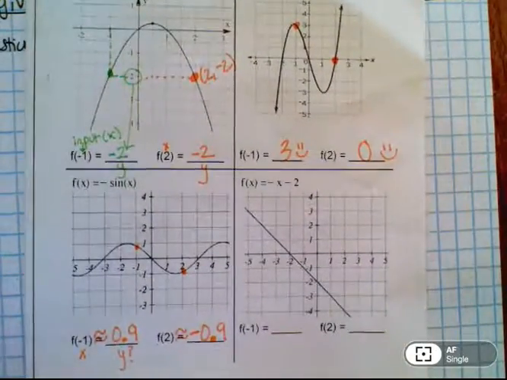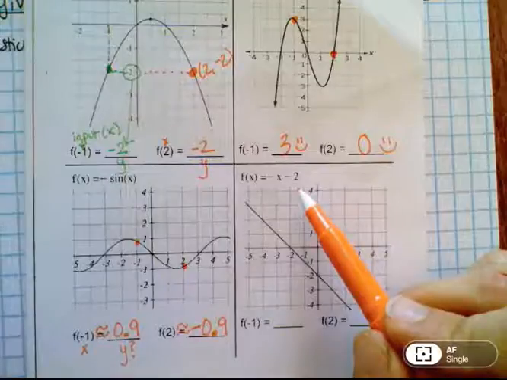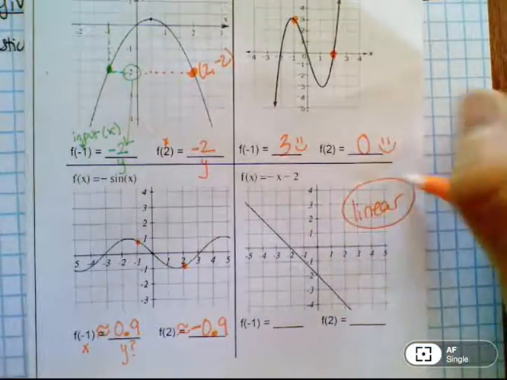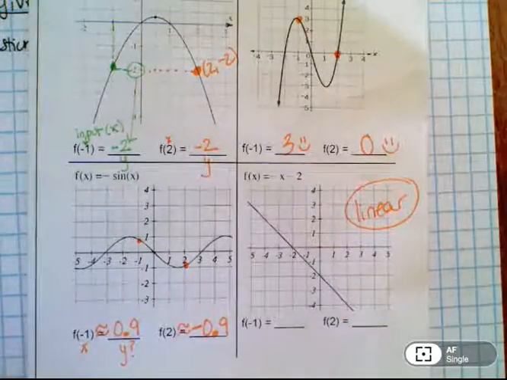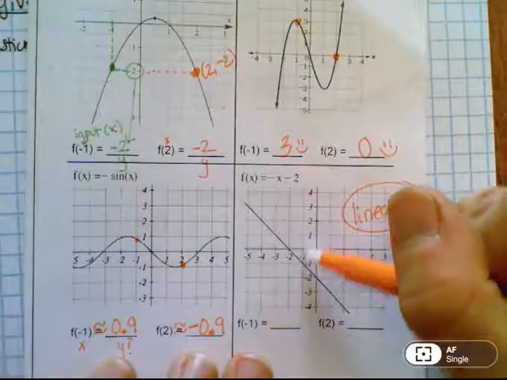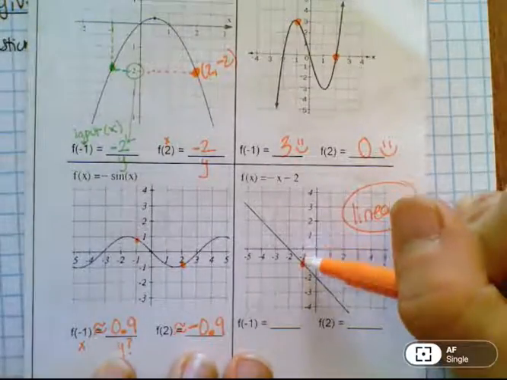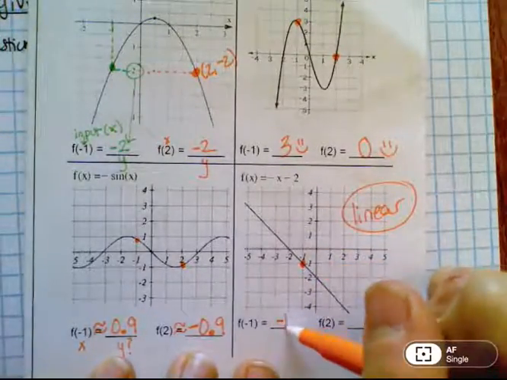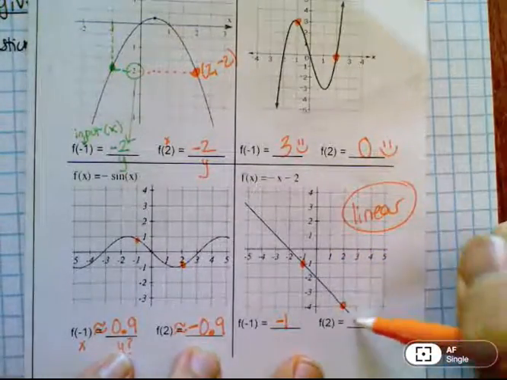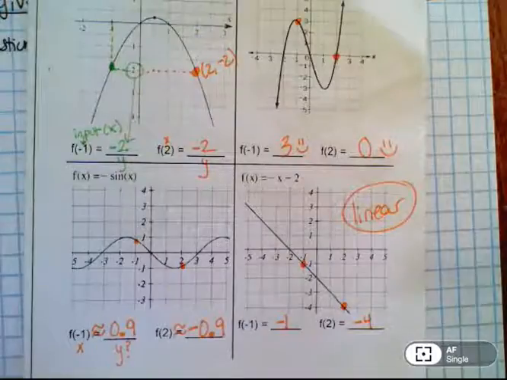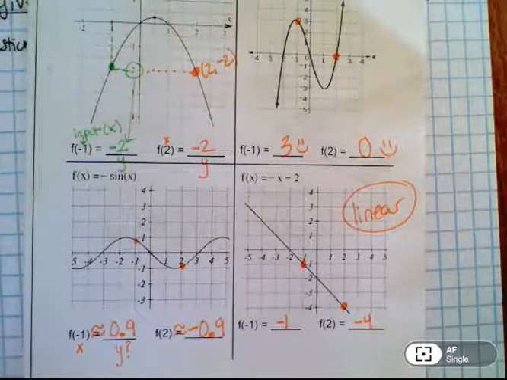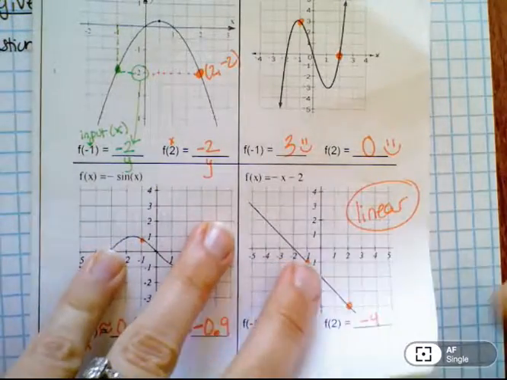Down here, f of x equals -x minus 2. I hope you realize this is a linear function. The others are functions, but they're not linear. This one's linear. F of -1, there's -1. Where's my graph? There it is. It's down 1 at -1. And then f of 2 is -4. Okay, because it's down to the -4. Okay, that's it.